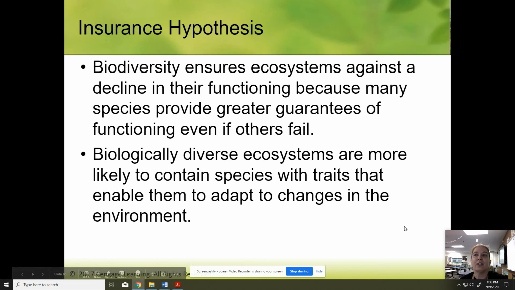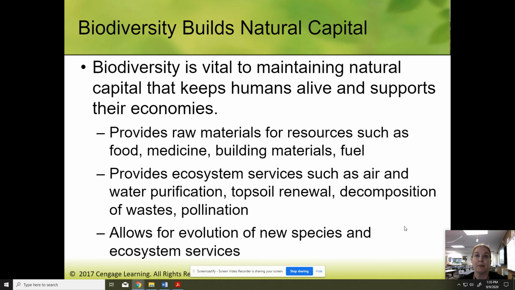Insurance hypothesis. Biodiversity ensures ecosystems against a decline in their functioning because many species provide greater guarantees of functioning even if others fail. So once again, you're kind of insured: the higher the biodiversity is, the more you are insured to survive. Biologically diverse ecosystems are more likely to contain species with traits that enable them to adapt to changes in their environment. The more diverse you are, the more likely you have those species that can adapt, can change, can respond to the environment, and therefore live and keep on going. So once again, repeating that same concept, the more biodiversity, the better it is going to be for the survival of that ecosystem.